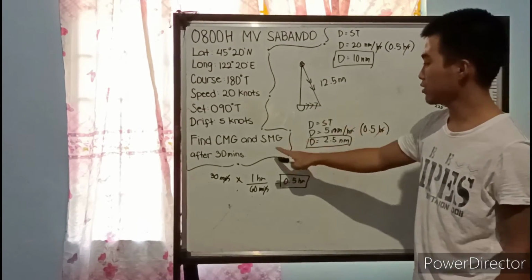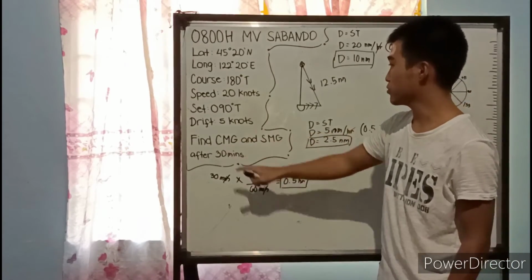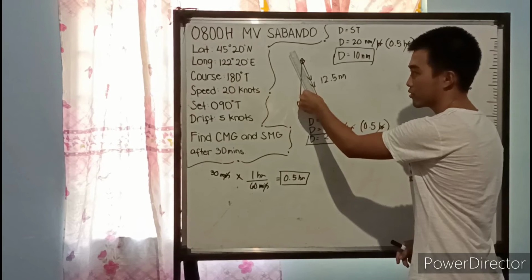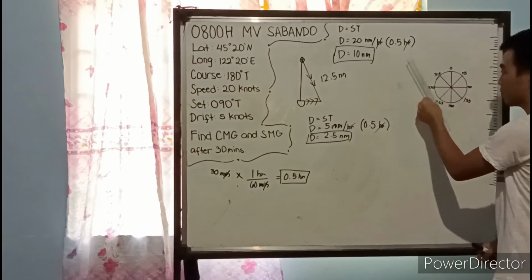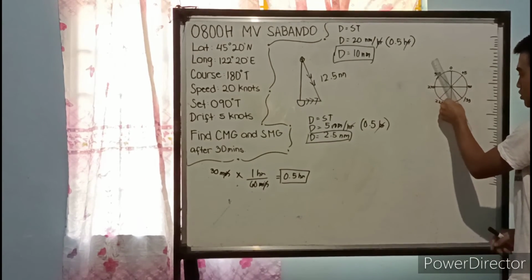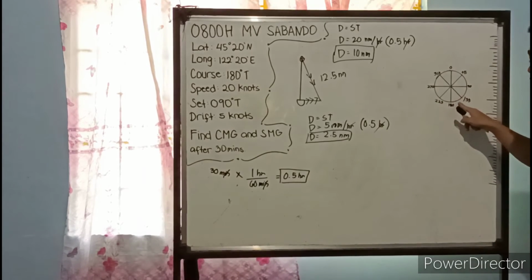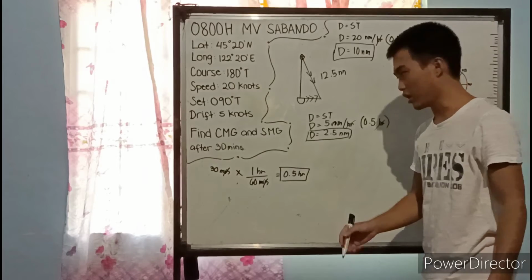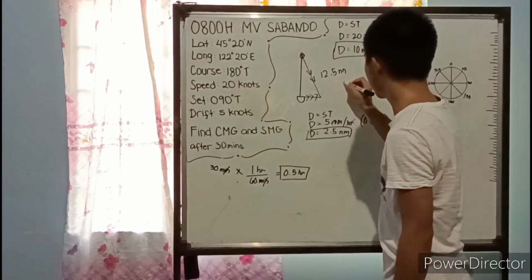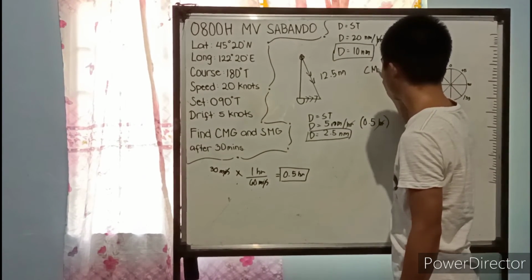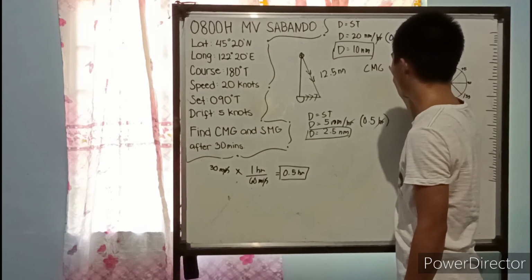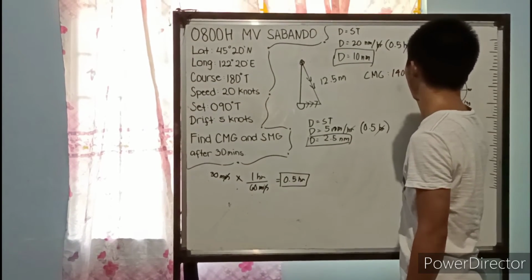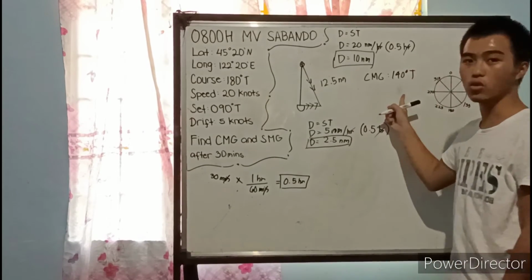So we're going to find first our CMG. We're going to put our ruler here and drag this to our compass rose. So for example, our CMG is 140. So we have a CMG of 140 degrees true north. This is our course made good.